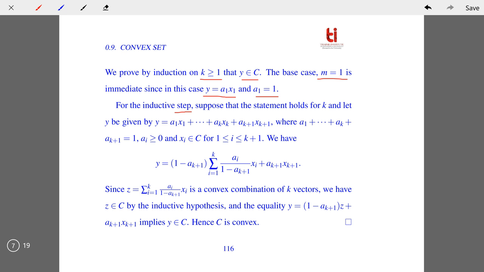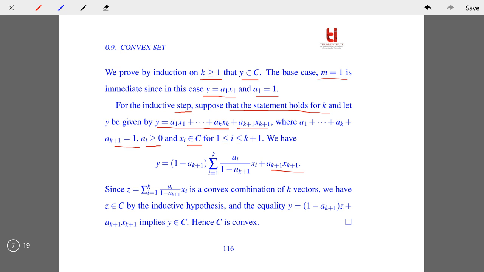So for the inductive step, suppose that the statement holds for k, and let y be given by a1 x1 plus so on, ak xk, and say that we have a(k+1) x(k+1). So we have a1, a2, so on, a(k+1) is equal to 1, and ai is greater than or equal to 0, and xi belongs to C. So we have y is equal to (1 minus a(k+1)) times the summation of ai upon (1 minus a(k+1)) xi plus a(k+1) x(k+1).